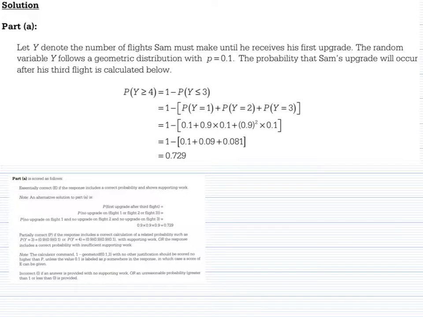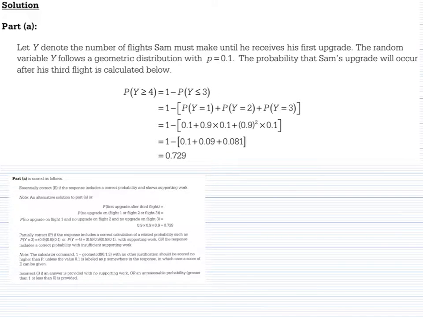So, let Y denote how long it takes until Sam receives his first upgrade. Geometric distribution, 0.1, because it has to do with the first upgrade. So what they have here is 1 minus the probability that Y is less than or equal to 3.